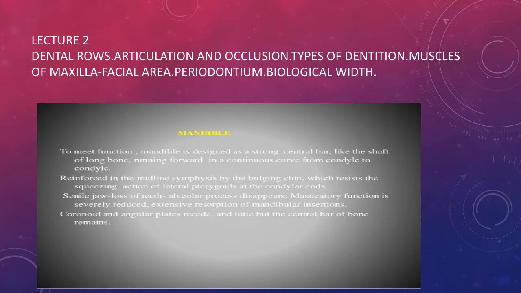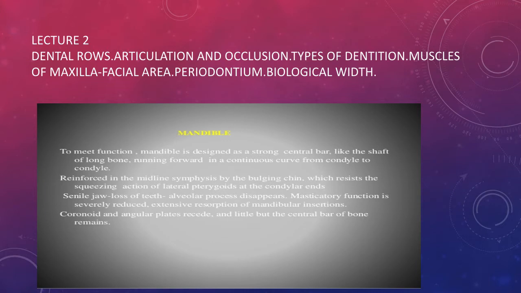Mandible. To meet function, the mandible is designed as a strong central bar, like the shaft of a long bone, running forward in a continuous curve from condyle to condyle, reinforced in the midline symphysis by the buttressing chin, which resists the squeezing actions of the lateral pterygoid at the condylar ends.